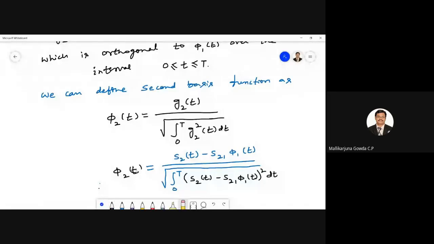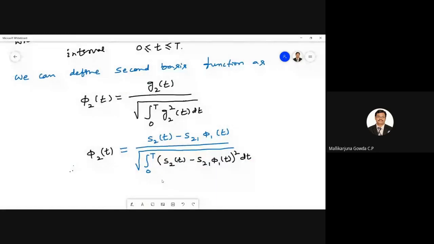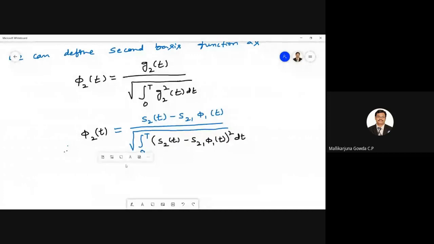Now you need to do some simplification here. So this is my pi 2 of t, which is not yet simplified. I brought it to this form. And from this onwards, I can generalize for pi i of t, meaning the value of i can be anything.